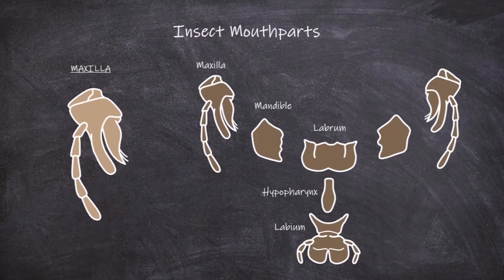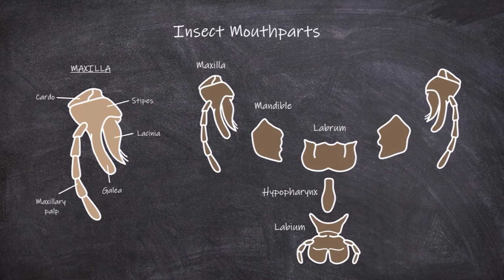The maxillae are also paired structures with one found on each side of the head below the mandibles. Each maxilla is made up of several parts. The basal part of the maxilla is composed of two parts, the cardo and the stipes. Attached to the stipes are two lobe structures called the lacinia and the galea. Another structure known as the maxillary palp comes off laterally from the stipes. The maxillary palp is segmented.